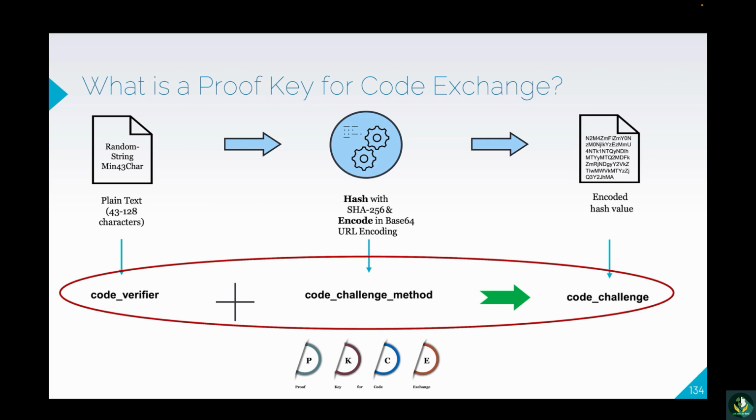It's important to note that PKCE supports a plain method without hashing. In this case, the code challenge is simply the same as the code verifier. Although this method is less secure and typically discouraged, it exists for legacy clients or for situations where hashing is not possible. Now let's explore how the PKCE flow works.